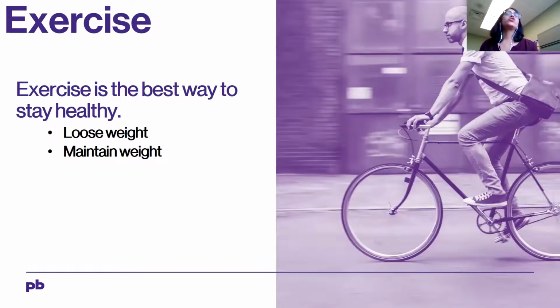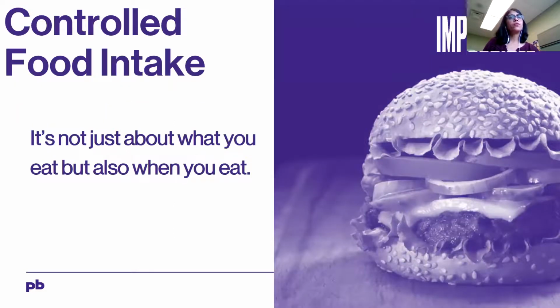What can we do? We should exercise. It is the best way to stay healthy. It will help you lose weight and also maintain weight, because you will gain weight if you don't care for yourself, especially if you gain age, right? Gaining years is not that hard. We should also have a controlled food intake, eat only when we are hungry. And an important thing to remember is that it's not just about what you eat, but also when you eat. Just like when you sleep is as important as how much you sleep.